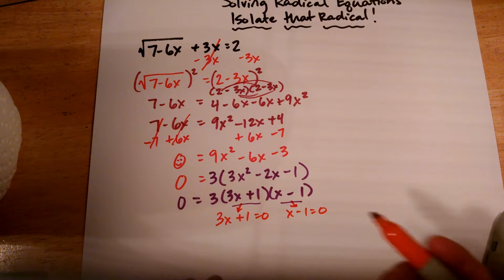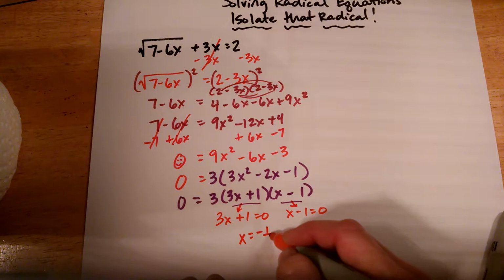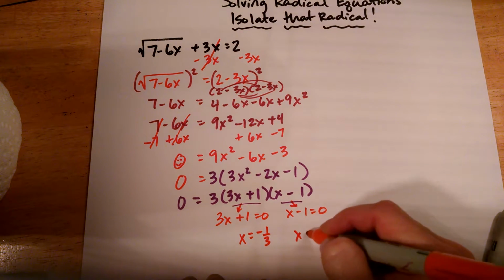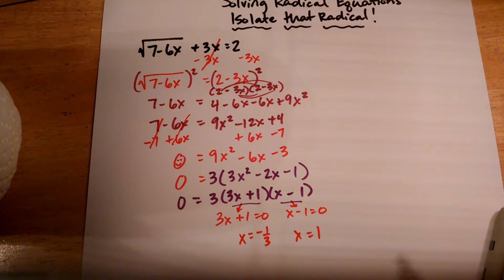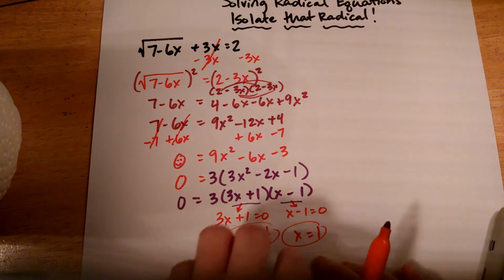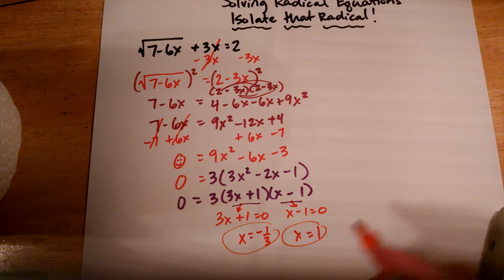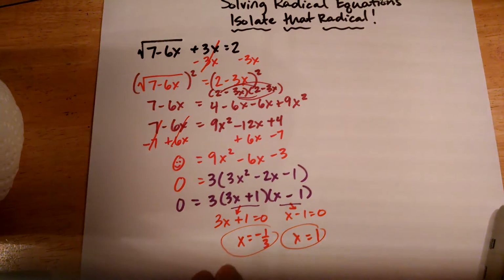They should equal 0. So I'm going to solve. I'm going to move the 1 over and divide by 3. So x equals negative 1/3 or x equals positive 1. Okay, so these are my possible answers that could work for this equation. However, when we deal with radicals, we need to check our answers here because we could have extraneous answers that work mathematically here, but when we actually plug it into the original equation, they might not work so well. So we're going to check these answers by plugging them in here.